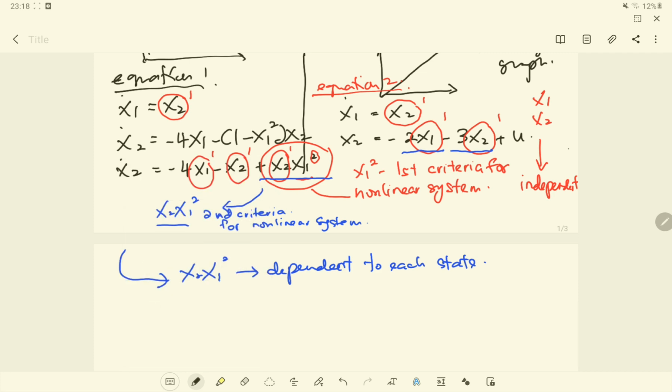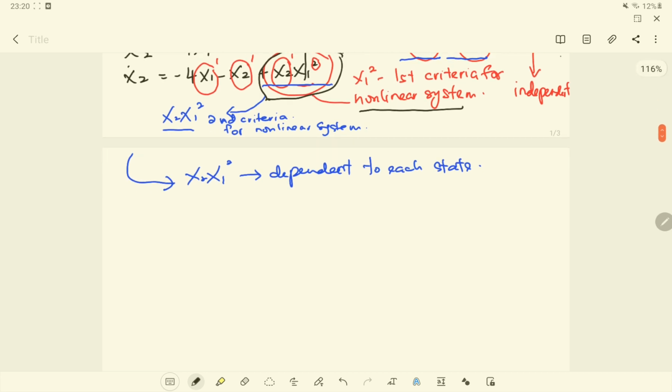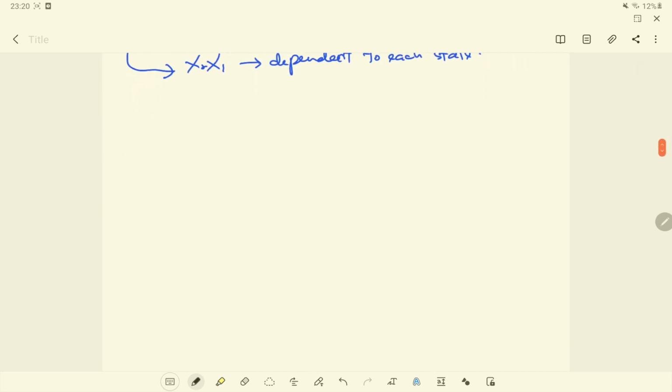So every time you see these two criteria: first, the higher order in one equation is more than 1, so it's a nonlinear system. And the second one, if there are any dependent states, something like this, that also represents a nonlinear system. Now let's summarize the difference between linear and nonlinear again.